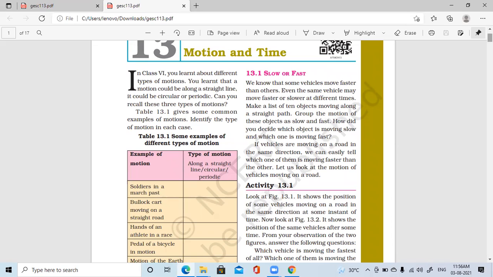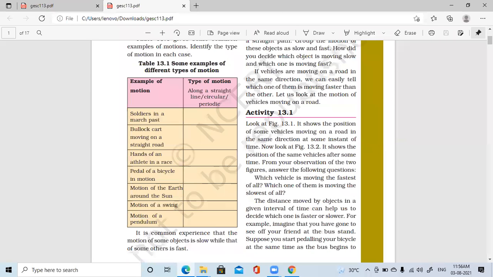Right? So here you can see in table 13.1, it has been asked about simple kinds of motion. Soldier in march past. You might have observed this is a periodic motion. Bullock cart moving on a straight road. This is moving in a straight line. It's a straight line motion. Hands of athlete in a race. Pedal of bicycle in motion. Circular. Motion of earth around the sun. Periodic. Motion of a spring. It can be circular. It can be periodic. Motion of pendulum is also periodic.